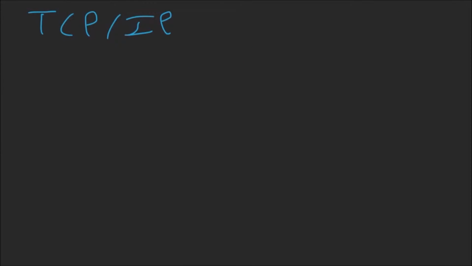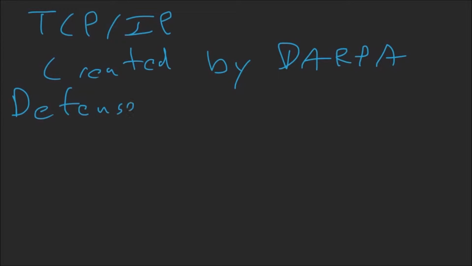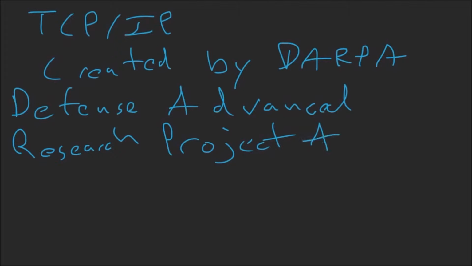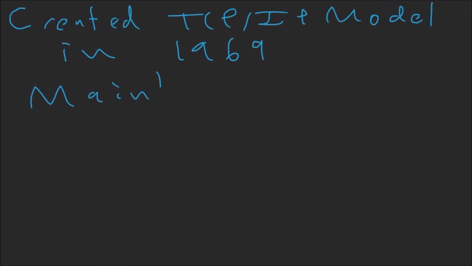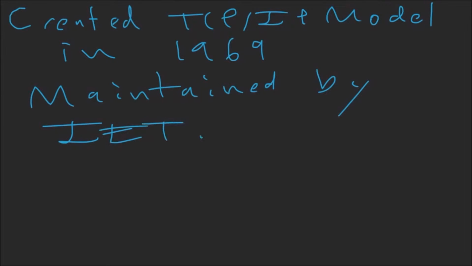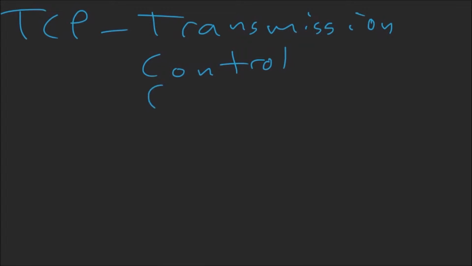The TCP IP model was actually created by DARPA, and DARPA stands for the Defense Advanced Research Projects Agency. One of the things they created was the ARPANET. Basically, DARPA was created by Eisenhower back in 1958 in response to the Soviet launch of Sputnik. And one of the things they did is create the TCP IP model in 1969, and now it's maintained by the IETF. TCP, by the way, means Transmission Control Protocol, and IP is the Internet Protocol.